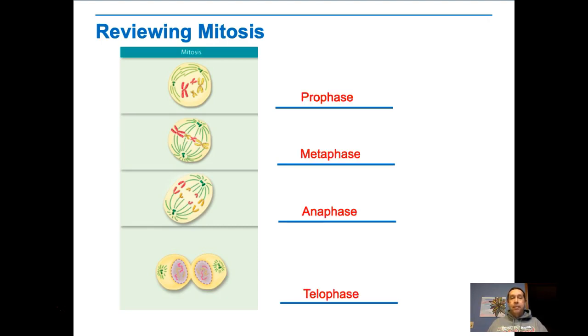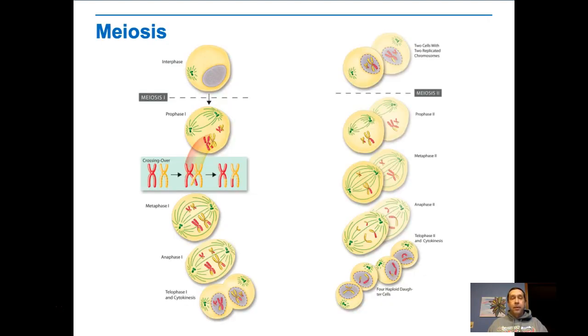Remember PMAT, prophase, metaphase, anaphase, telophase, tells us the order, and you have the different steps of mitosis. Meiosis has the same 4 steps, but they happen a little bit different. And there's a few things that happen in meiosis that don't happen in mitosis. And also, the cell's going to go through the stages twice in meiosis. So you have meiosis 1 and meiosis 2.